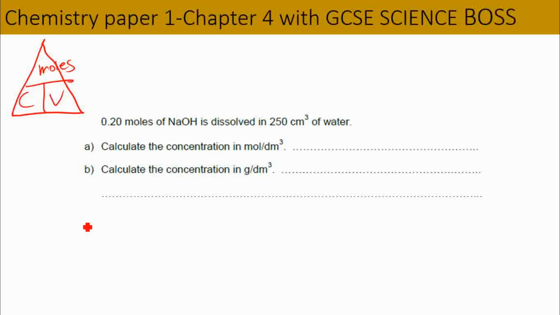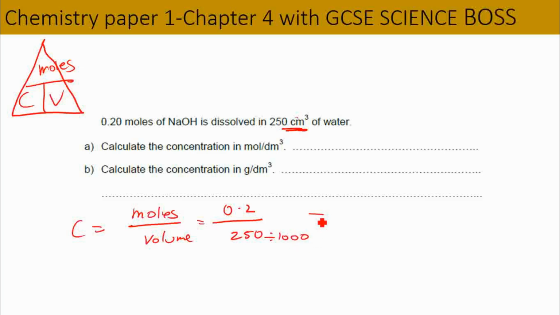Okay, so to find concentration is equal to moles divided by volume. So what's my moles? 0.2 divided by my volume, 250. But remember that is cm cube, so I need to change that to dm cube. Alright, so all of that is done correctly, so that should give me 0.8 moles per dm cube. Okay, good. And then I want to now find the concentration in grams per dm cube. I just need to times that by 40.